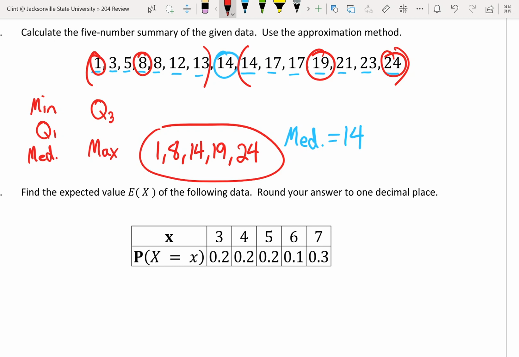You gotta remember what 5 numbers are in the 5-number summary. That's important. I get all kinds of stuff on that. I get some really interesting numbers sometimes on 5-number summary, but we want the Q1, Q2, Q3, where Q2 is the median, and then the minimum and the maximum.